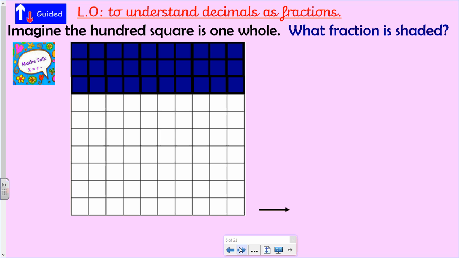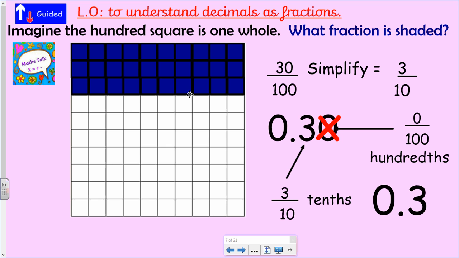Okay, next one, should be getting the idea now. So talk to somebody, say it out loud, jot it down. What fraction do you think is shaded now? So the 100 square is one whole. How many of the little squares do you think that we've shaded in this time? So how many out of 100 are shaded in? Okay, I'm going to go to the answer slide, so make sure that you've had a little think yourself. Sorry, I should not have said guess then. Not guess at all. You have worked it out carefully because you are clever year six children.